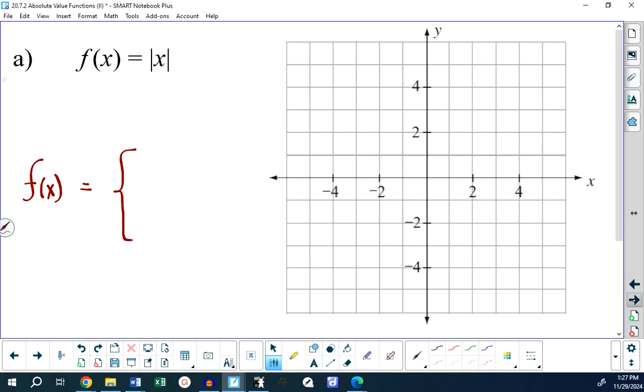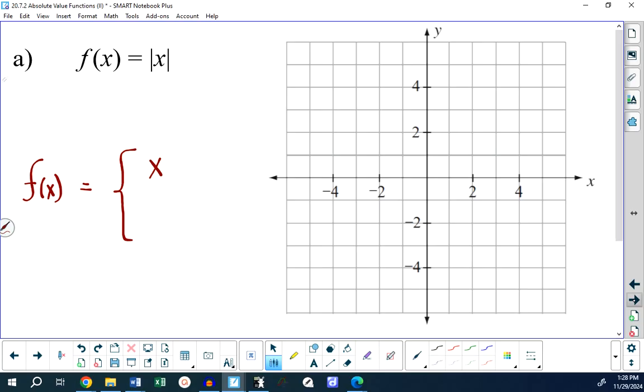Do you agree that if f of x is the absolute value of x, sometimes f of x is simply x? When is f of x just x? In other words, when don't we even have to look at the absolute value signs? Sukhman? When the number is positive.